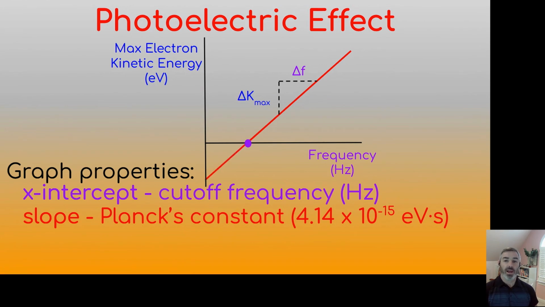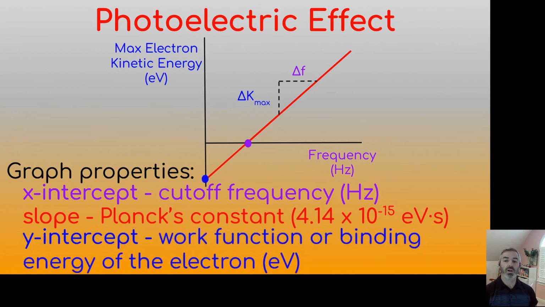So if we extrapolate that graph to the vertical axis, the y-intercept has a meaning as well. The y-intercept represents something called the work function, or the binding energy of the electron in electron volts. So the work function is the amount of energy that's required to make a photoelectron from an element. So if we have a metallic plate, the work function is how much energy is needed to eject the electrons with zero kinetic energy. And if we have more than that, then that causes the photoelectrons to move across the gap.